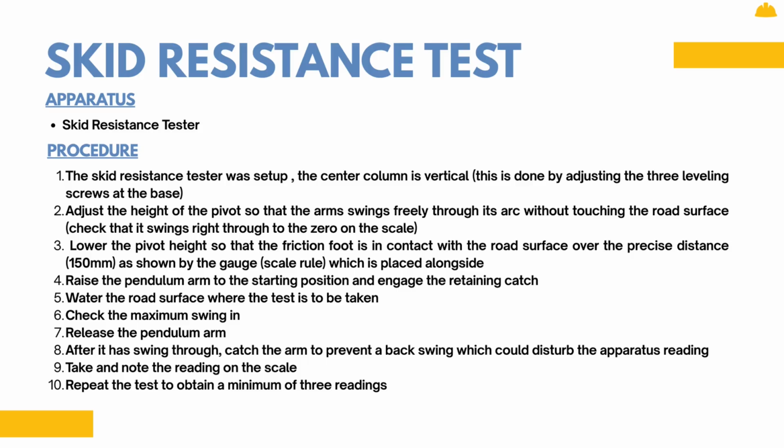Make sure the center column is vertical by adjusting the 3 leveling screws. Next, adjust the pivot height so the arm swings freely through its arc without touching the road. It should swing past 0 on the scale. Then lower the pivot until the rubber foot touches the surface over exactly 150 millimeters. Use a scale rule to measure this.